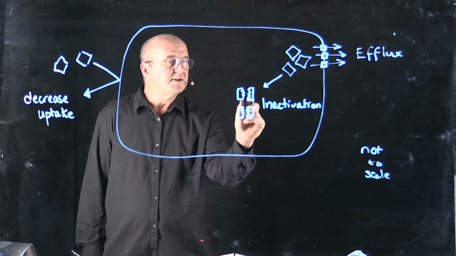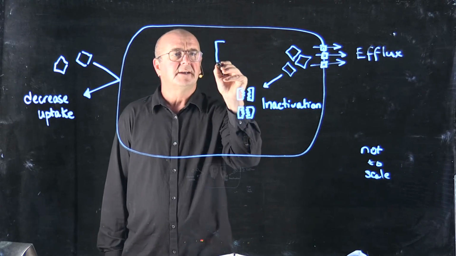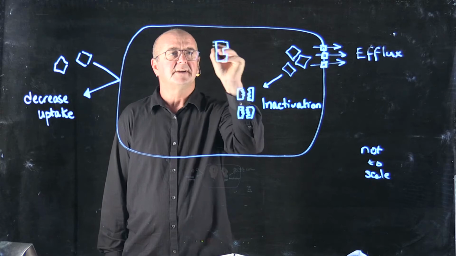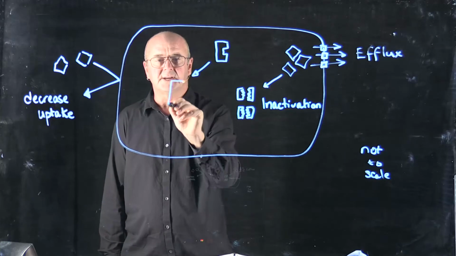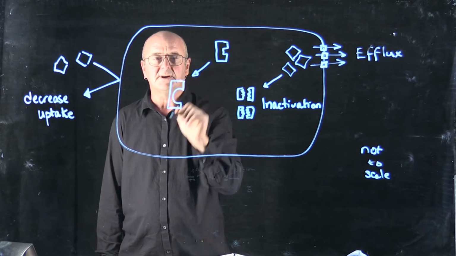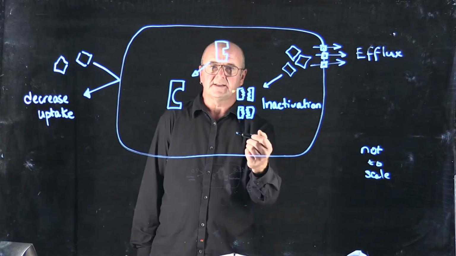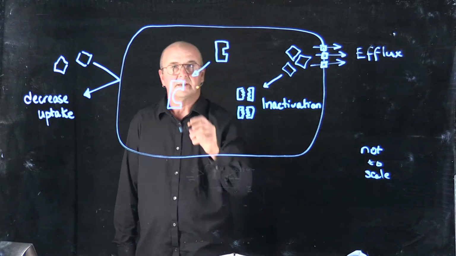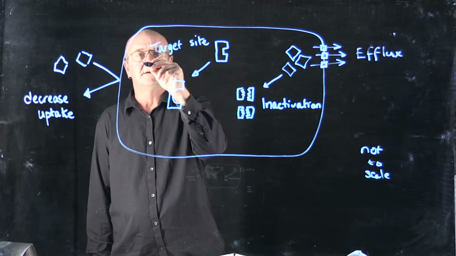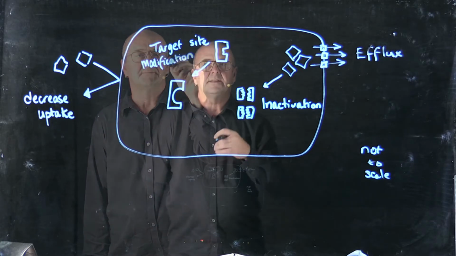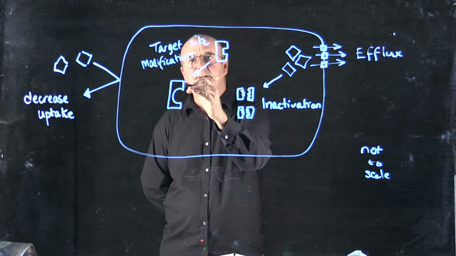Another way that you can stop an antibiotic from working is if the antibiotic has to bind to a specific protein in the cell, you can modify that protein so that now the antibiotic will no longer bind. You can change essentially the target site of the antibiotic. So we call that target site modification.